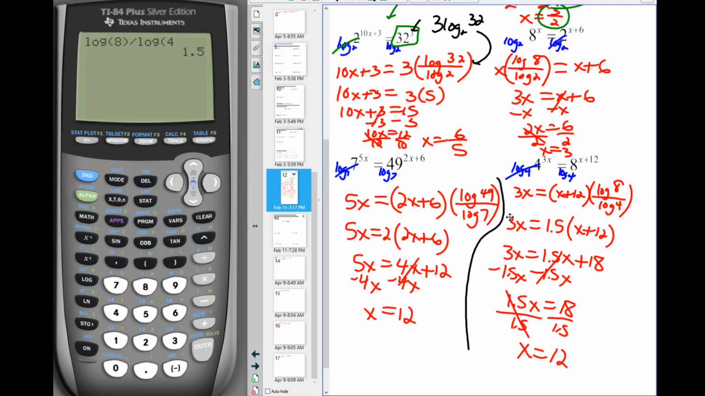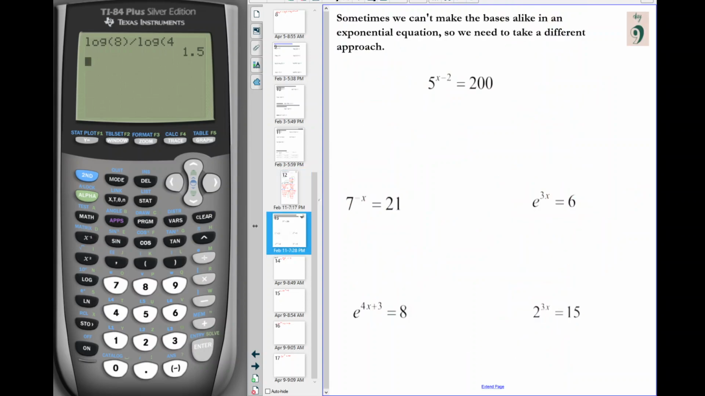Well, the difference between this first page that I asked you to finish and the second page that I asked you to finish: they're all exponential equations. That's what they have in common. The difference is now on this page, when you start using those logs to get rid of the bases, they're going to give you irrational numbers.